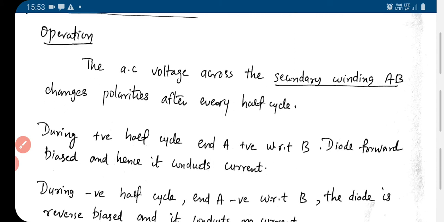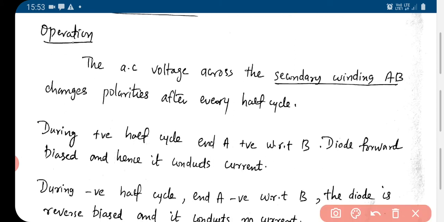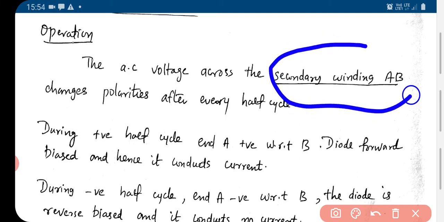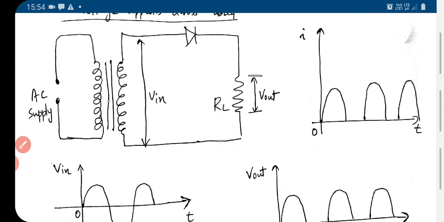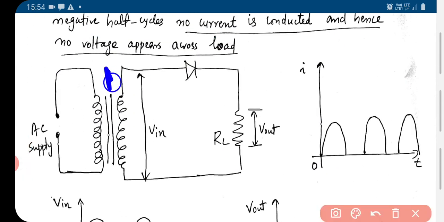Now the operation. It's very simple. The AC voltage across the secondary winding AB changes polarities after every half cycle. During the positive half cycle, what happens? See, this is end A, and this is end B. During the positive half cycle, A becomes positive and B negative, and the conventional current flows in this direction. The arrow is in the same direction as the conventional current, so a current flows through the diode.